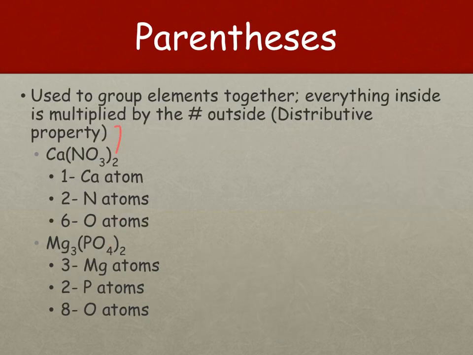Parentheses tell us to distribute anything outside the parentheses to everything inside the parentheses. So in this case, calcium is outside the parentheses. There's only 1. There are 2 copies of nitrate, and a nitrate, remember, is a nitrogen, well, this isn't perfect, but a nitrogen with 3 oxygens attached to it. And so when I have 2 copies of that, it is literally 2 copies of that. So I would have 2 nitrogens and 6 oxygens.